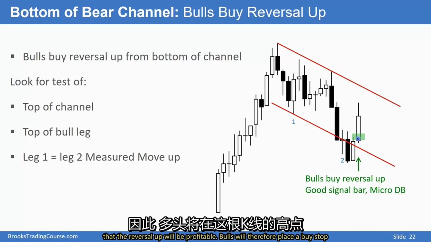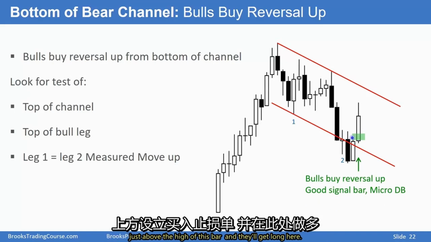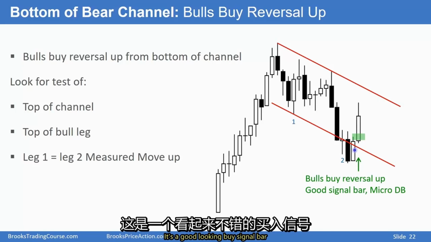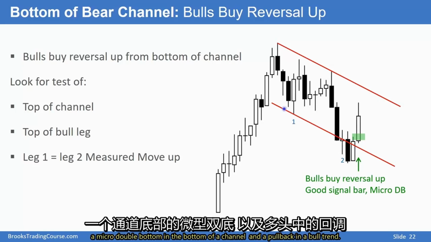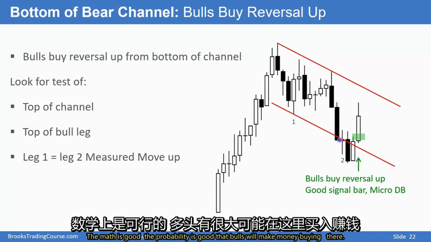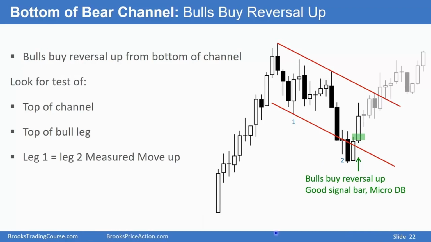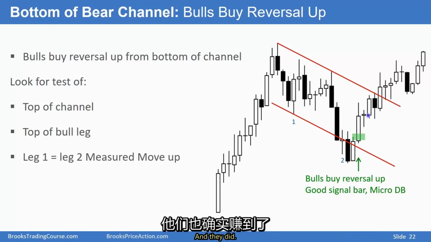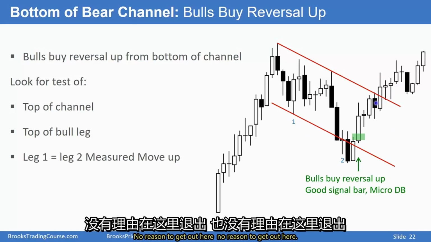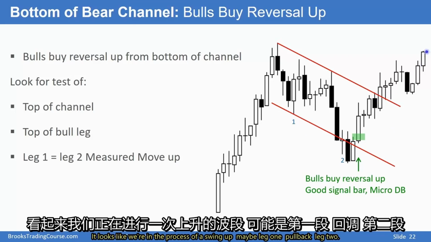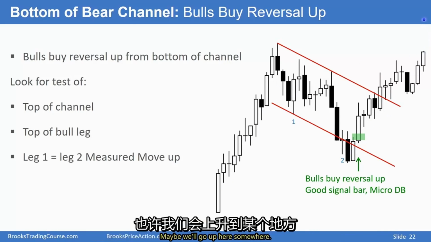Bulls will therefore place a buy stop just above the high of this bar, and they'll get long here. It's a good-looking buy signal bar, a micro double bottom in the bottom of a channel, and a pullback in a bull trend. The math is good. The probability is good that bulls will make money buying right there. And they did. No reason to get out here, no reason to get out here. It looks like we're in the process of a swing up. Maybe leg 1, pullback, leg 2. Maybe we'll go up here somewhere.